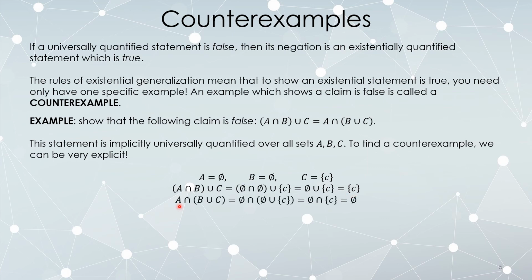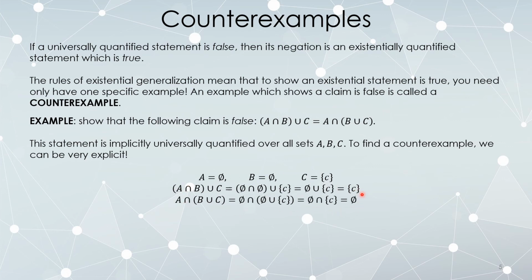However, what if I tried to do the other side? A intersect B union C. Empty set intersect empty set union this. So in this parentheses, we have the empty set union this set, which is just that same set. If I union the empty set with something, it doesn't really add any elements to it. Now I have empty set intersect this. What is in this set that is also in the empty set? Nothing.